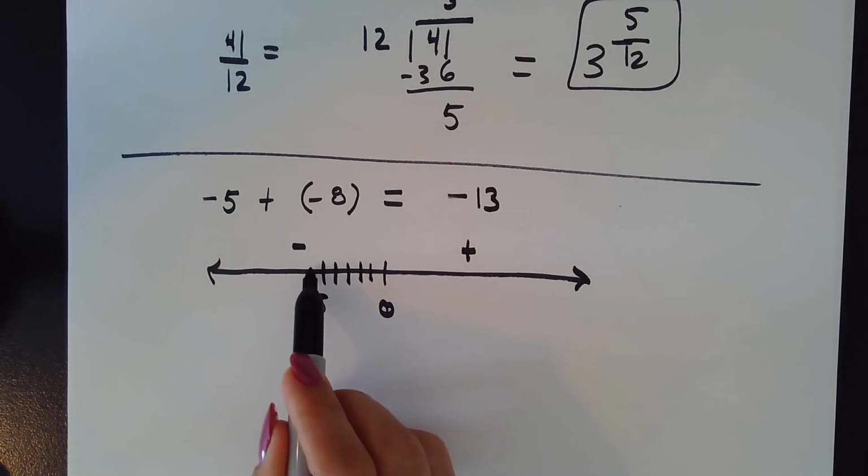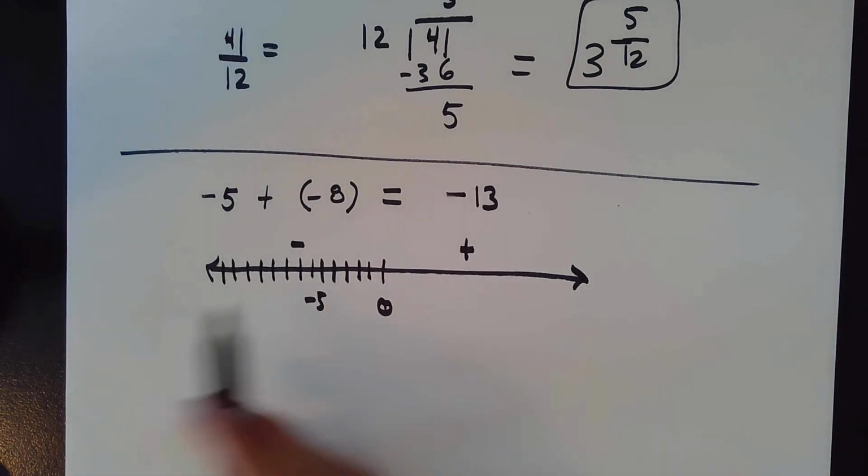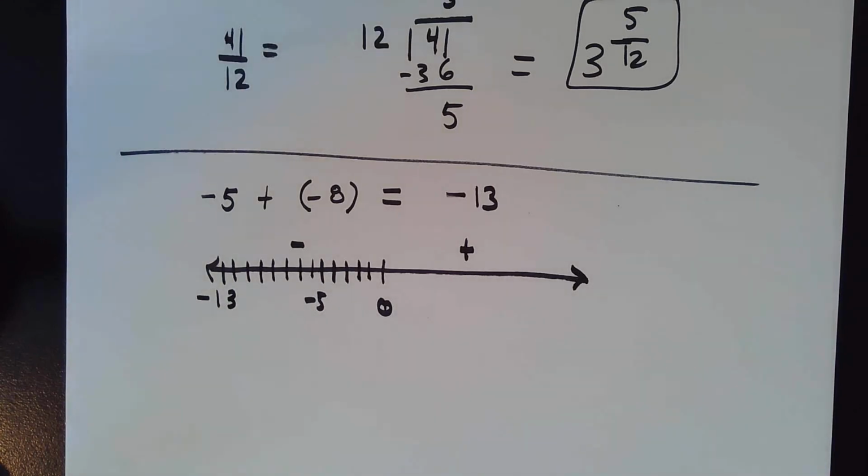So you have another 8. So it's going to be -5 and then 8 spaces to the left. That's going to put us at -13, right?